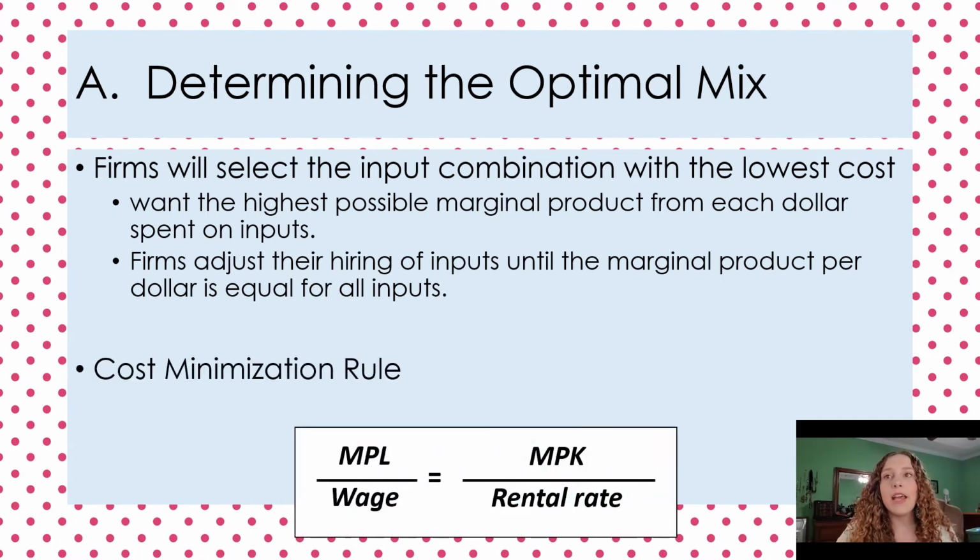So this is your cost minimization rule. Very important, and this is what we're going to spend the rest of this doing examples with, making sure we understand how to utilize it and how to calculate with it.